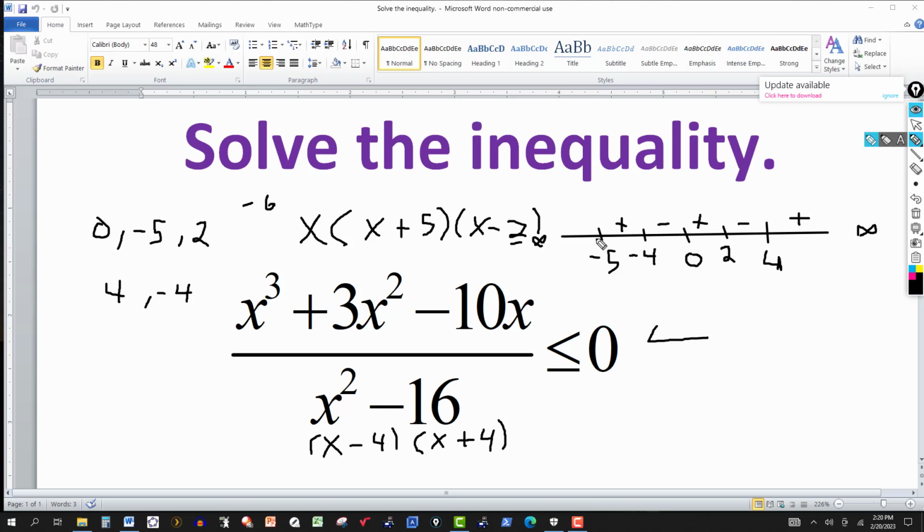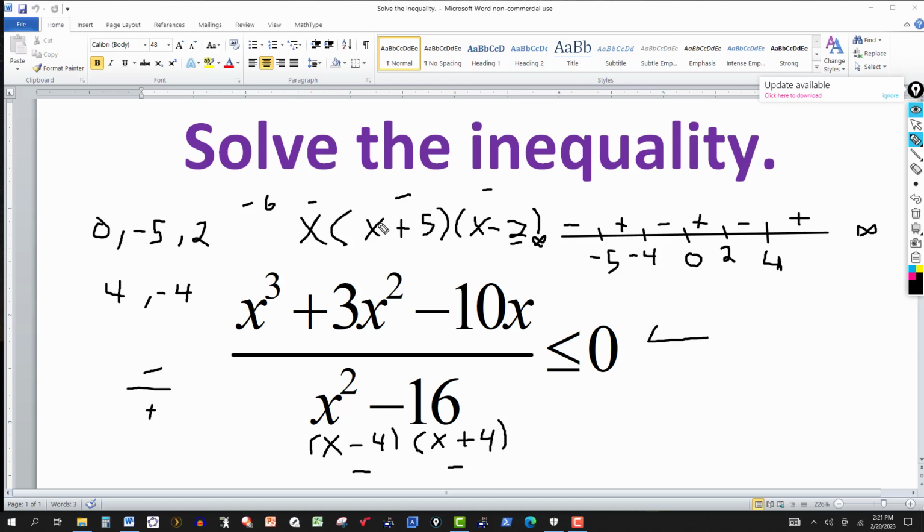So to the left of negative 5, we'll pick negative 6. So put a negative 6 here for x. This will be negative. Negative 6 and 5, this will be negative. Negative 6 minus 2, this will be negative. So I've got a negative in the numerator. Denominator, negative 6 minus 4, this will be negative. Negative 6 and 4, this will be negative. Negative times a negative is positive. So a negative divided by a positive, this will be negative.